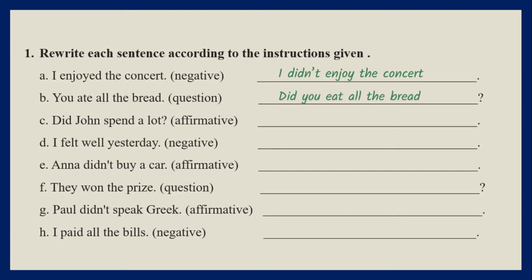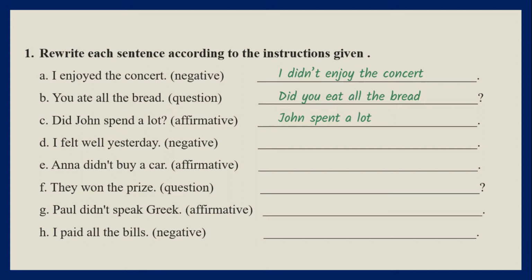B. You ate all the bread. We need to rewrite this in the question form. Did you eat all the bread? C. Did John spend a lot? We need to turn this into an affirmative or a positive sentence. John spent a lot. Spent is an irregular verb, and the past form of it is spent.